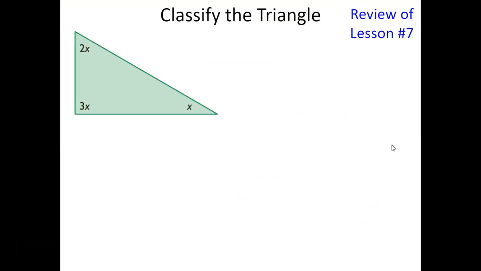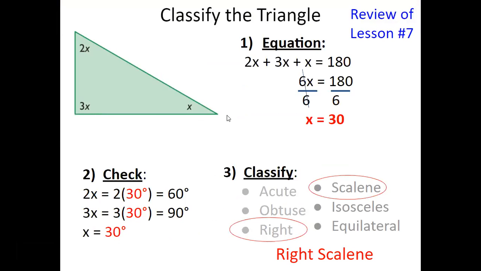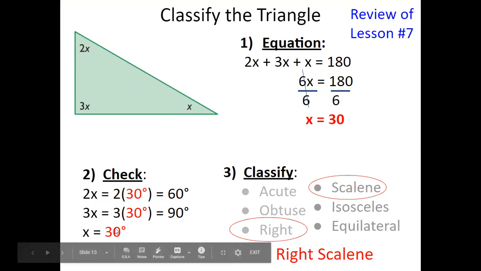So this is a review of lesson number 7. This was the example that we did in class, okay? So step 1 is to create the equation. As we've done and reviewed, we find out what x equals, right? All of these angles have an x in it, so we have to substitute for all three. So after doing that, I find out that my angles are 60, 90, and 30.